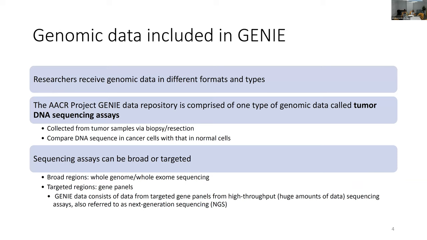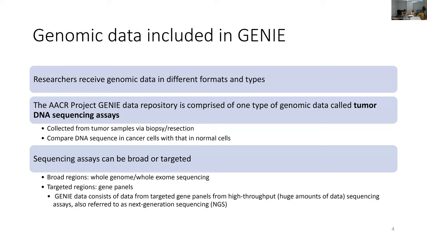So to just give a broad overview of the genomic data included in AACR Project GENIE, researchers can receive genomic data from various different formats and types, and the AACR Project GENIE data repository is comprised of one type of genomic data called tumor DNA sequencing assays. These are data that are collected from tumor samples via biopsy or resection, and they compare DNA sequence in cancer cells with that of normal cells.